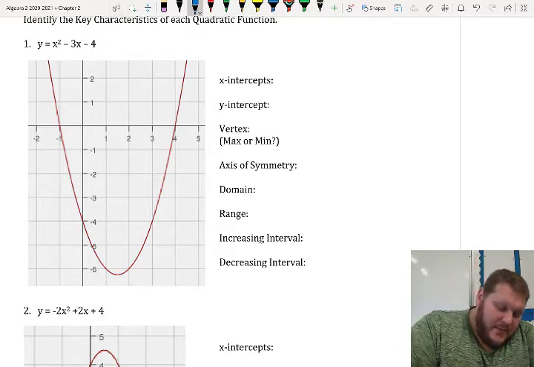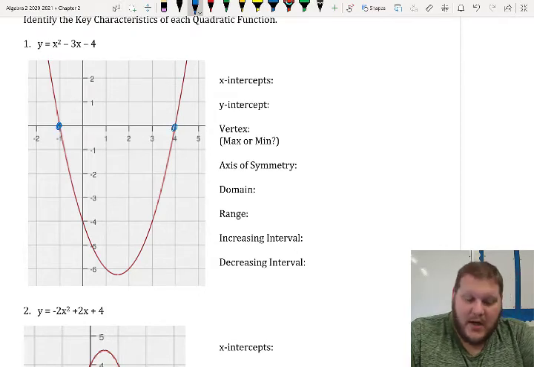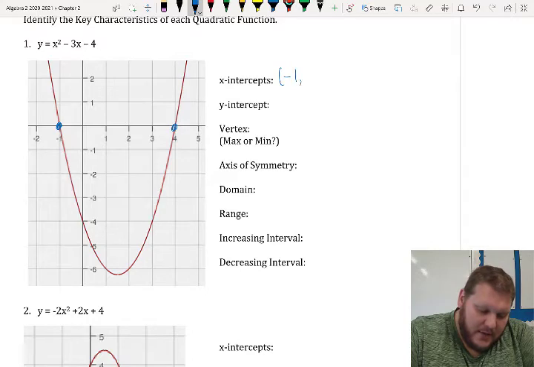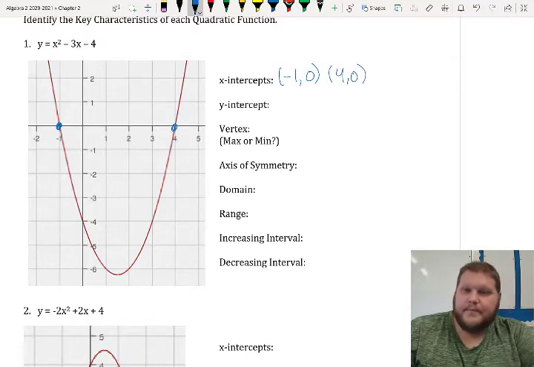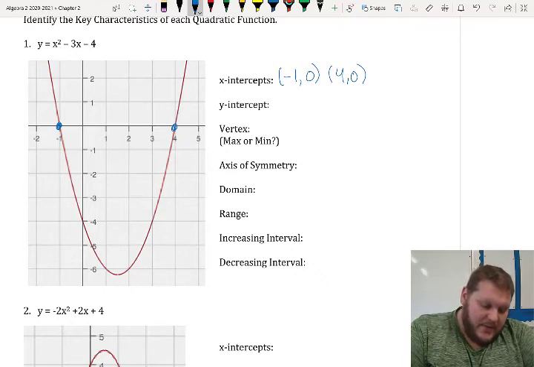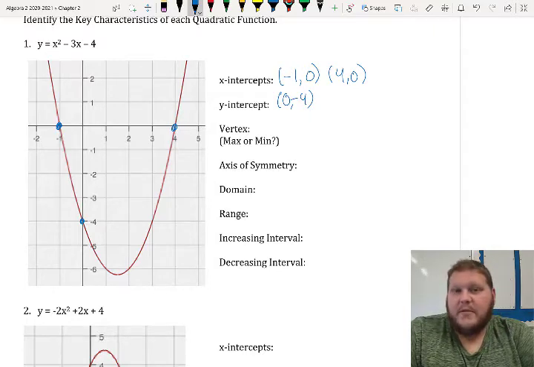So my x-intercepts are here and here. The way that I would describe those would be negative 1, 0, and 4, 0. My y-intercept happens right here at negative 4. So 0, negative 4 would be that point for my y-intercept.